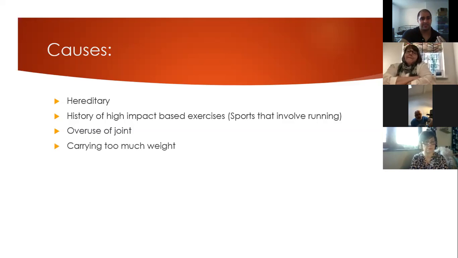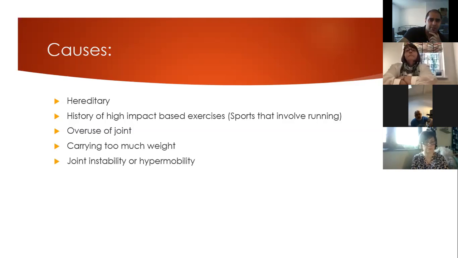Carrying too much weight, again, probably some of you may have heard this from someone at some point. Obviously, if your body's used to handling a certain amount of weight and you are exceeding that, that's going to cause an excess stress on the body and the joints, and therefore your joints are going to take the toll for that, if that makes sense.